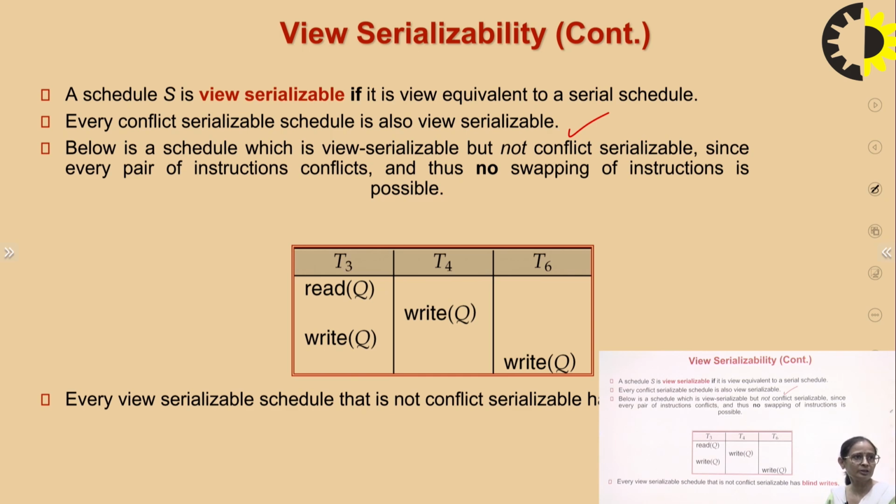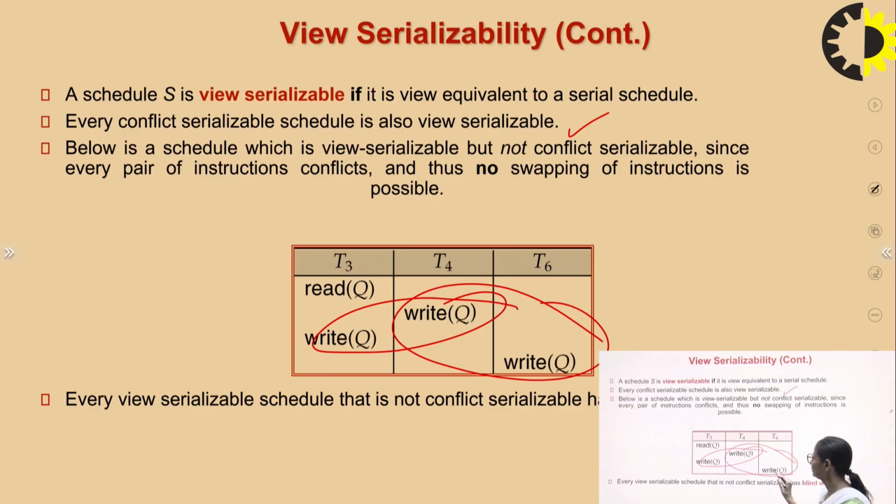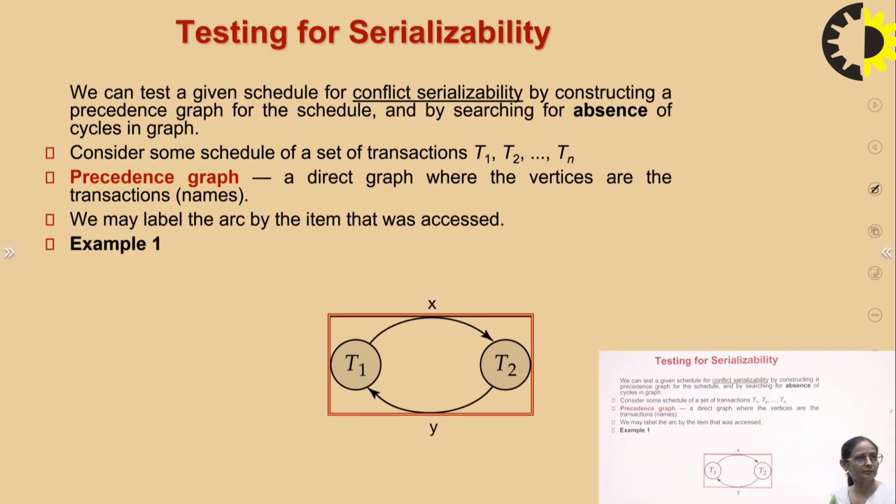Below is a schedule which is view serializable, but it is not conflict serializable, since every pair of instructions conflicts and thus no swapping can be done. Every view serializable schedule that is not conflict serializable has blind writes. Another important property: in such a schedule, one or two of the transactions have blind writes. Here we are having blind writes. No read operation has been done in transactions T4 and T6.